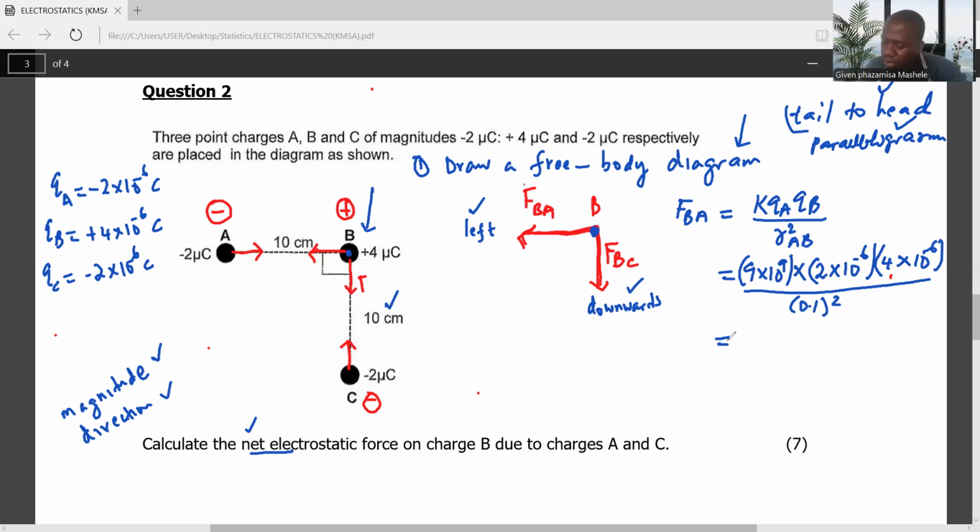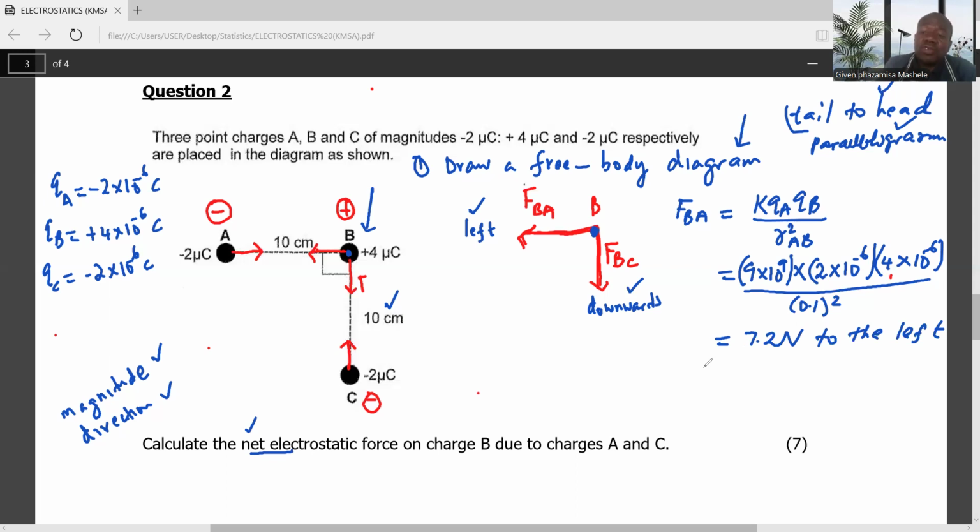Okay, then now let's calculate the force. It's 9 times 10 to the power of 9 times 2 times 10 to the power minus 6 times 4 times 10 to the power minus 6 also, then divided by 0.1 squared. And this one will give us a magnitude of 7.2 Newton. So we can say 7.2 Newton to the left.